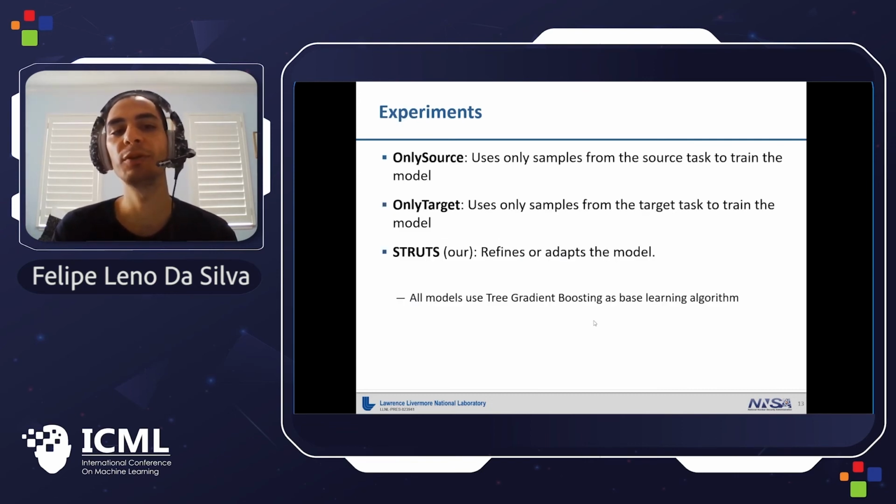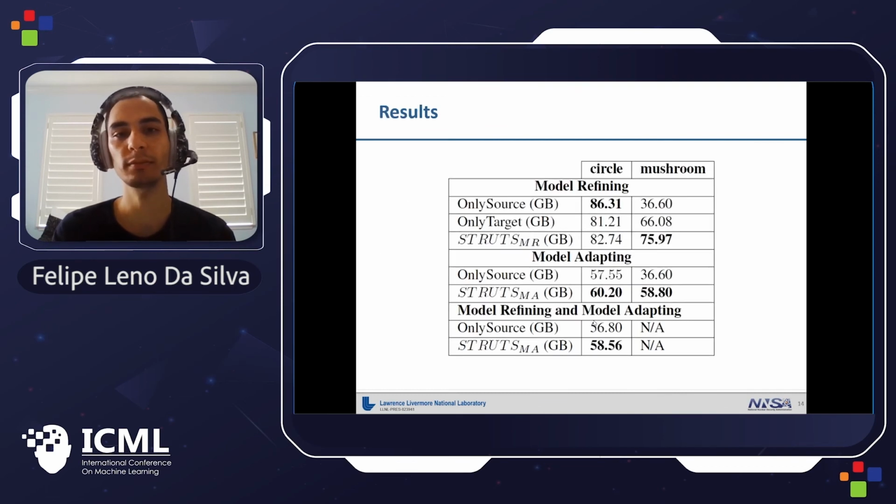And we compare three different algorithms. The first one uses only samples from the source task to train the model, the second uses only samples from the target task, and the third uses the STRUTS approach that is our proposal here, in which we refine or adapt the model. For all of them, we use tree gradient boosting as the base learning algorithm. So we can see the results here.